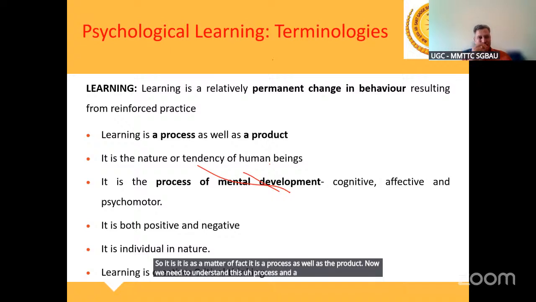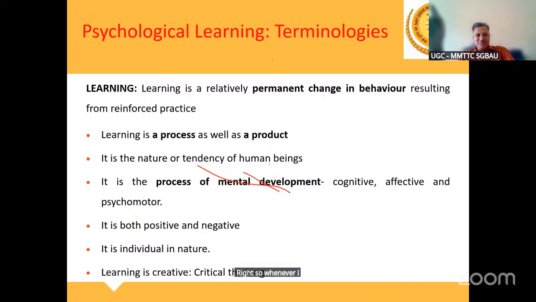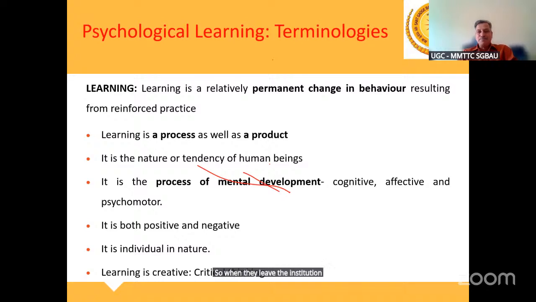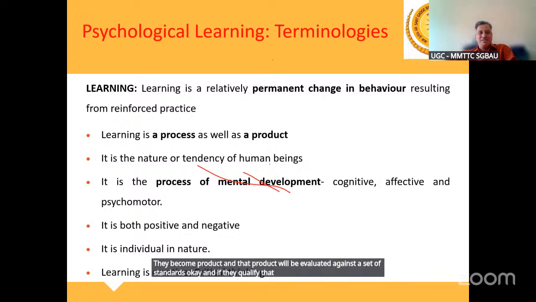What I intend to say about whether it is a process or a product, right? Whenever the student takes admission, they undergo a process, maybe 3-year or 4-year, whatever is the duration of the course, okay, and they are transformed into a product. So when they leave the institution, they are the brand ambassador of your institution. That product will be evaluated against a set of standards, okay, and if they qualify that criteria, they are employable, right?